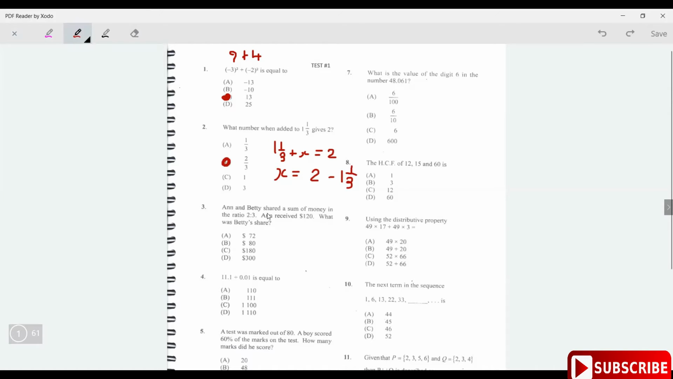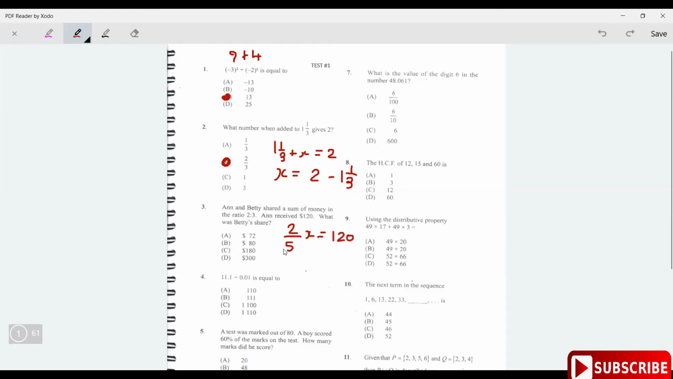Question 3. Question 3 says, Anne and Betty shared a sum of money in a 2-to-3 ratio. Anne received $120. What is Betty's share? Now, it is telling us that Anne and Betty shared it in a ratio 2-to-3. So that means that Anne gets 2/5 of the money. 2 plus 3 is 5, and so Anne received 2/5 of the money. So 2/5 of x is equal to 120, where x is the unknown, which is the total amount of money shared.